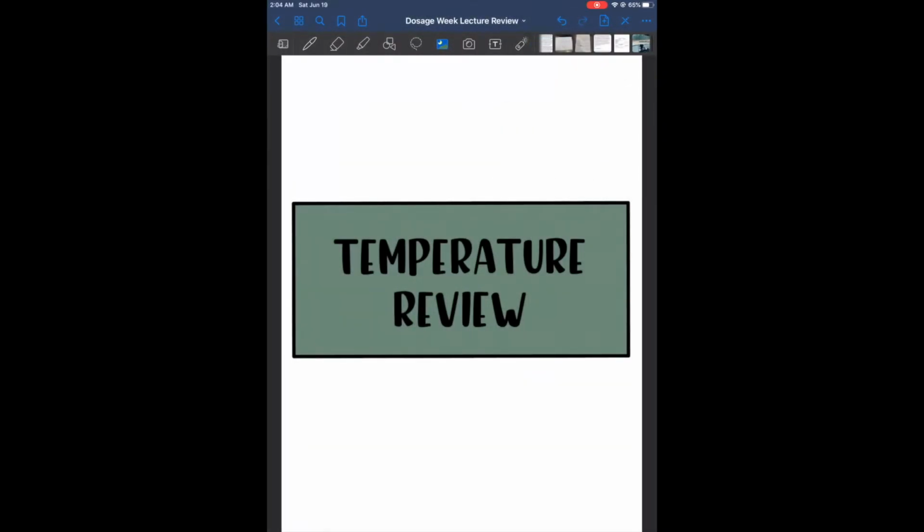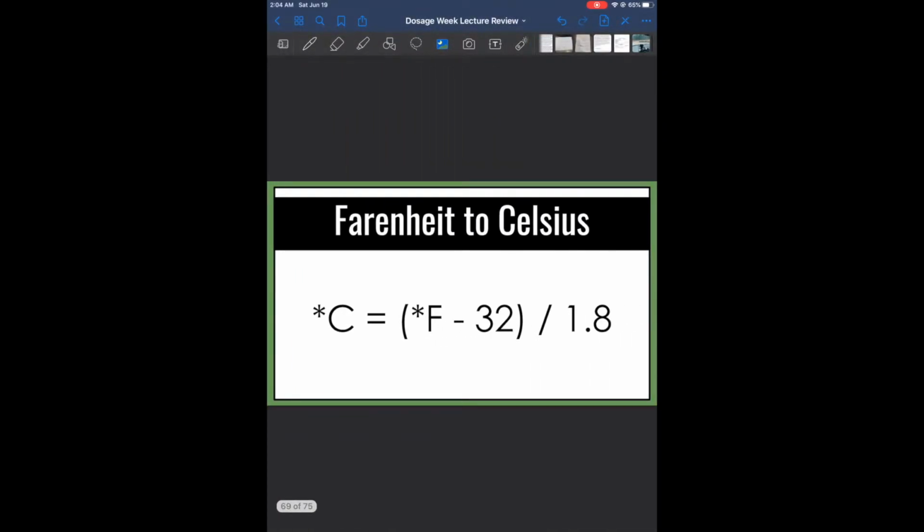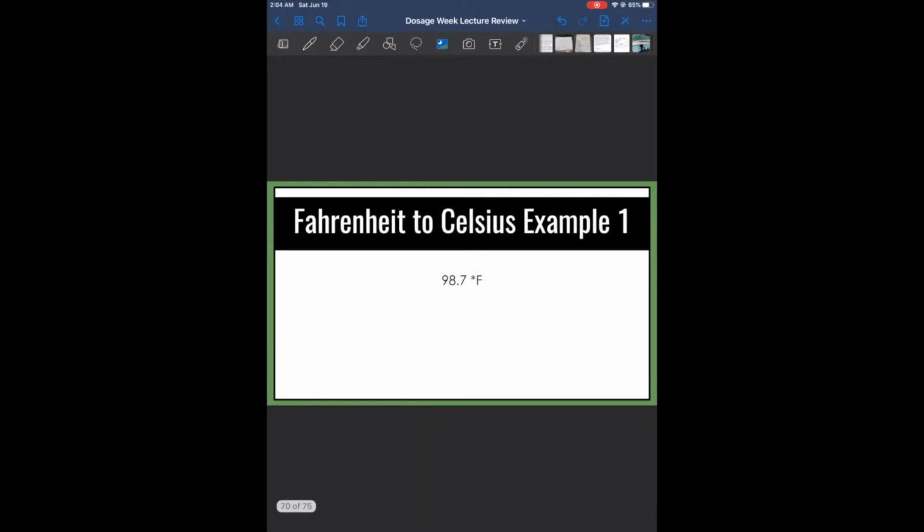Alright, so let's do the temperature review now. So when doing temperature, remember that knowing your formulas is super important. When going from Fahrenheit to Celsius, you need to remember that you're going to do your degrees Fahrenheit minus 32 divided by 1.8.